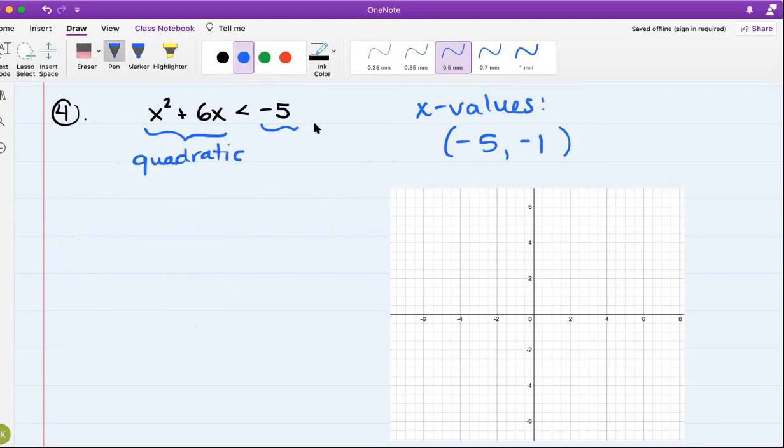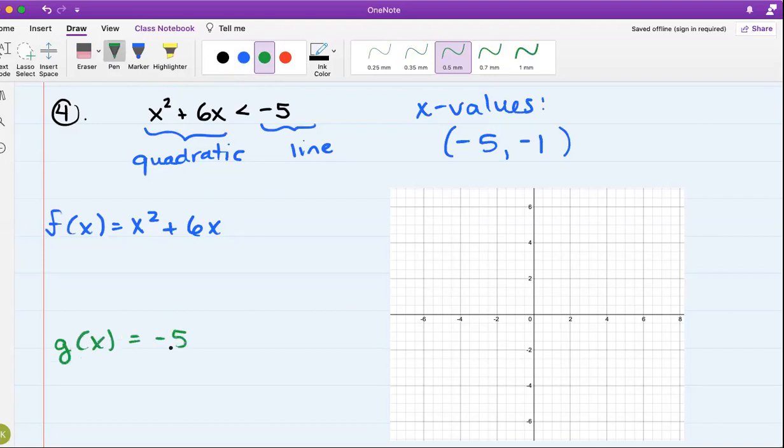And here is a line. So I'm going to have two functions. I'm going to have a function f, which is the quadratic, and I'm going to say that's x squared plus 6x. And we're going to do that one in blue. And then I'm going to have another function, g of x, which is equal to -5. And that's going to be just a straight line. And let me put that here. This is a line. This is going to be a parabola or a quadratic. And let's graph both of these.